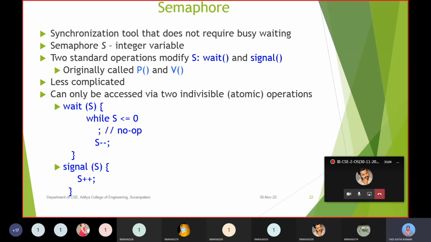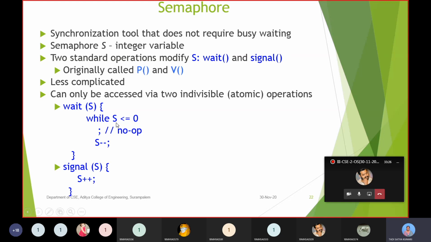and S minus minus. You can see here on the screen. So if you see the wait operation here, first we are checking the value of the semaphore, whether it is equal or less than 0. If it is equal or less than 0, we are not doing anything. You can see here, no means no operation. Okay, we are not doing anything.